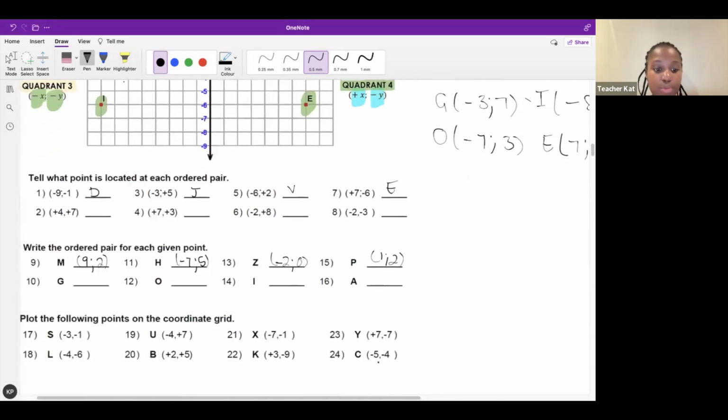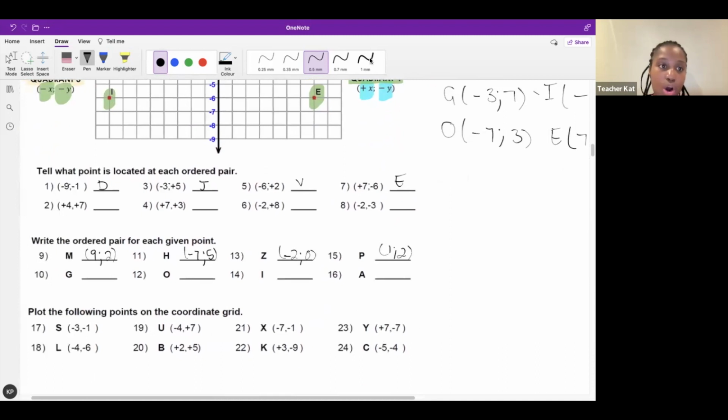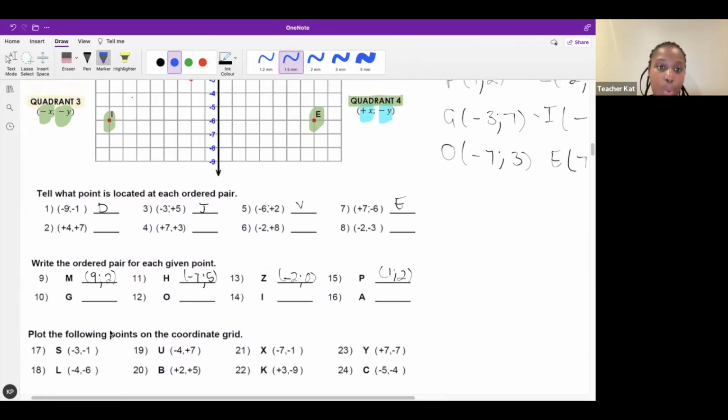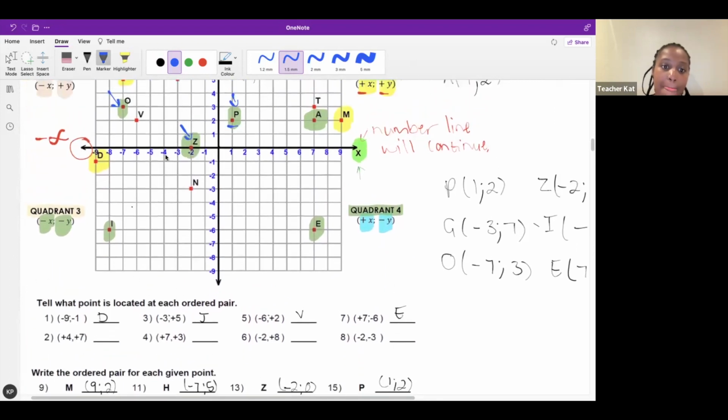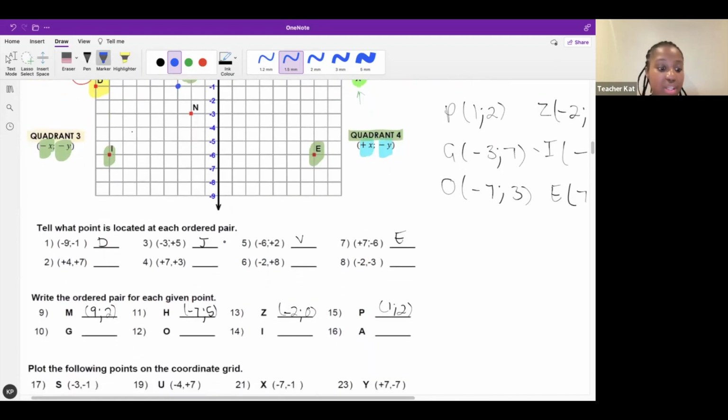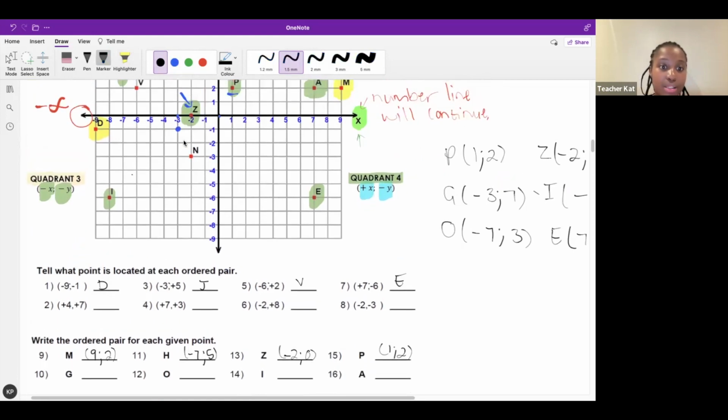Now the last one says plot the following points on the coordinate grids. I'm only going to plot 2 of these, okay? So S is -3 and -1. So I'm going to start at my x-axis. I'm going to start at 0, -3. 1, 2, 3. I'm at -3 and -1. So I must go down 1. So that's the point over there. And they said we must name that point S. So this is S.